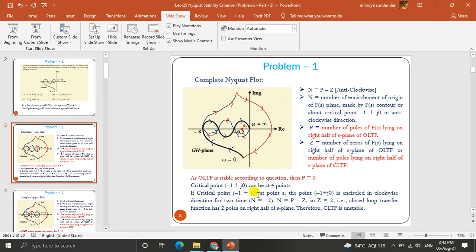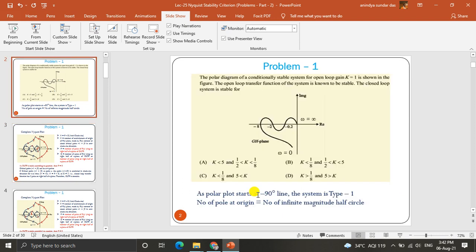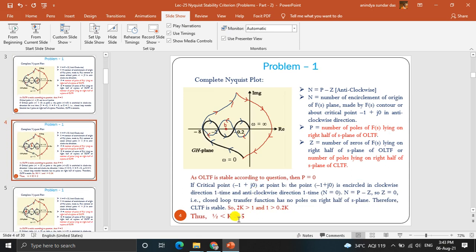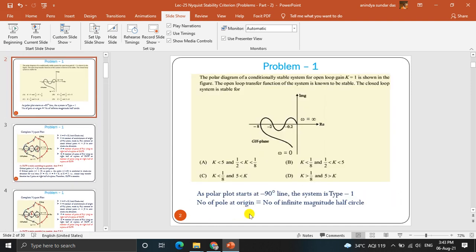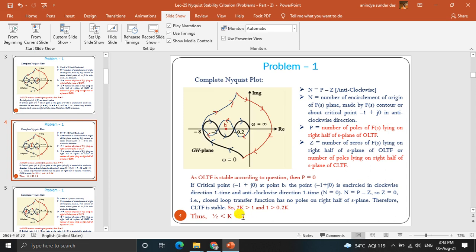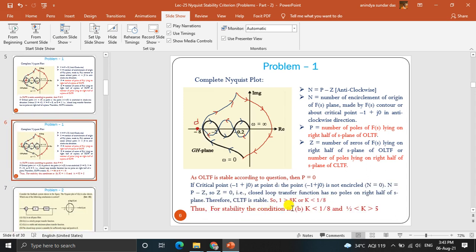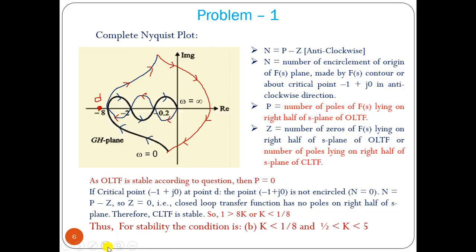Okay, let me correct it here. This is okay. This should be less than, right? K should be less than 0.5. Okay. Here also it is less than 0.5. Fine. So this is the first problem. So option B is the correct answer.